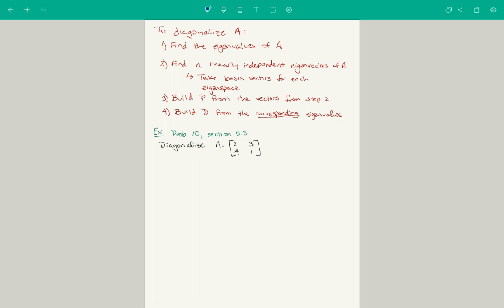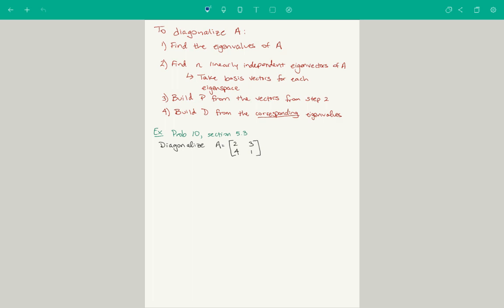Once we've found those eigenvectors, we can use those to build P, and then we can build D from the eigenvalues. The important thing here is we need to make sure that we're building D from the corresponding eigenvalues. We need to make sure that the eigenvectors that come from each specific eigenvalue are in the same order as the eigenvalues are. So let's actually see how this works. This is problem 10 from section 5.3, and it's just asking us to diagonalize A. So what this means is we want to find our P and we want to find our D.